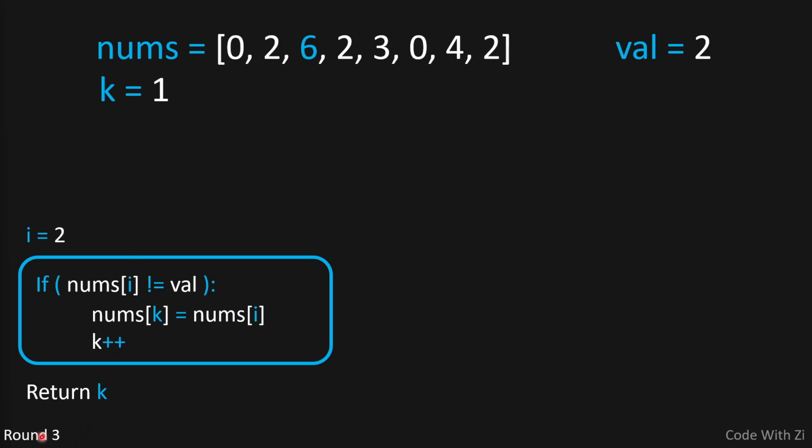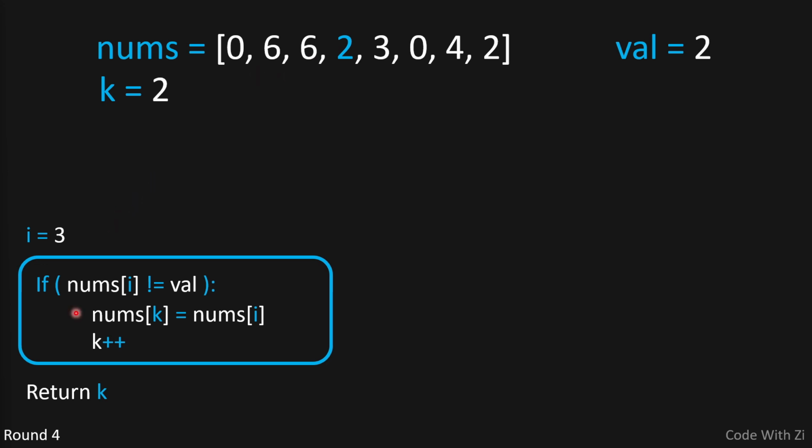In our third round, our I is going to be equal to 2 because it got incremented, and now nums of I is pointing to this number here. So we're going to say is nums of I, which is 6, not equal to value, which is 2. Well, 6 is not equal to 2, and this is correct. So we're going to enter our if statement and we're going to say the number at the index of k, meaning this number here, should be equal to the number that we want to keep, which is this 6 here. So let's do that. We're going to put this 6 inside of this, and after we're done with this, we're going to increment our k, like so. And then we're going to move on to the next round. Did you see how it worked? It actually puts all of the numbers that we want in the beginning of the array.